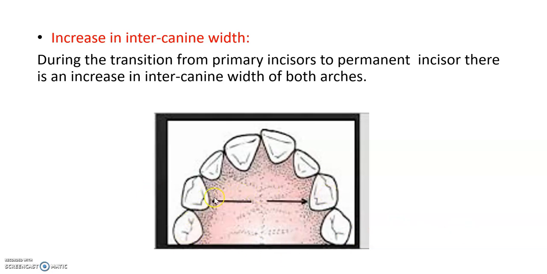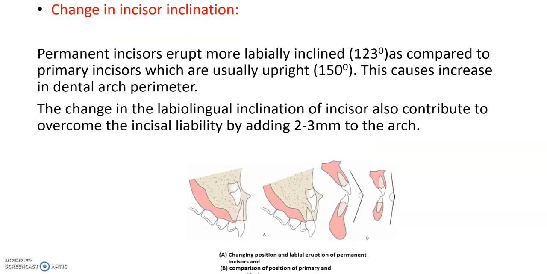Next is the intercanine width. During the transition from primary incisors to permanent incisors, there is an increase in the intercanine width of both arches. The increase in the arch width of the maxillary and mandibular arches will give additional space for the eruption of permanent incisors.